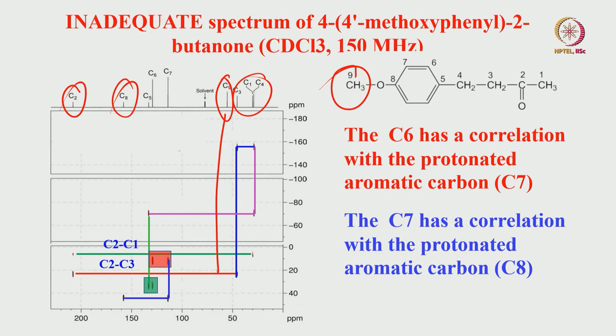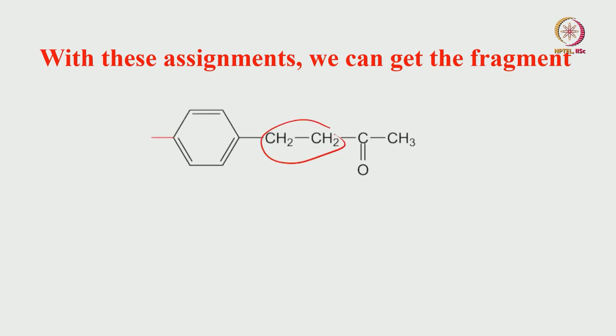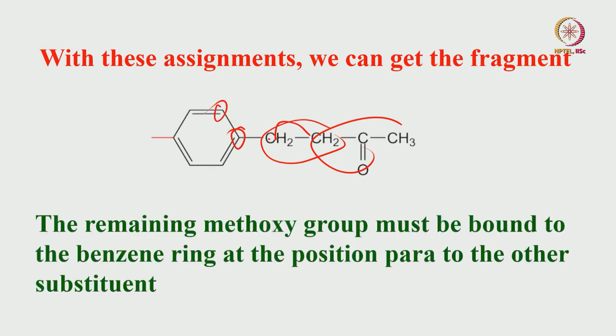How easily you can assign that carbon here? Up to this is known. And of course, OCH3 is coming here, so this has to be attached to the aromatic ring. We can assign like that. With these assignments, now we can get the fragment like this. This we got, and then we extended this, and we know this is correlated to this. This is correlated to the phenyl group. So from that, we got this one. The remaining is a methoxy, OCH3, which is not correlating to anything else.